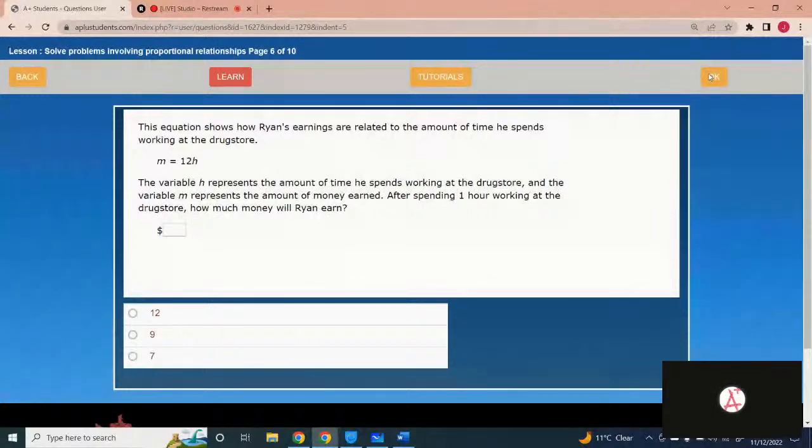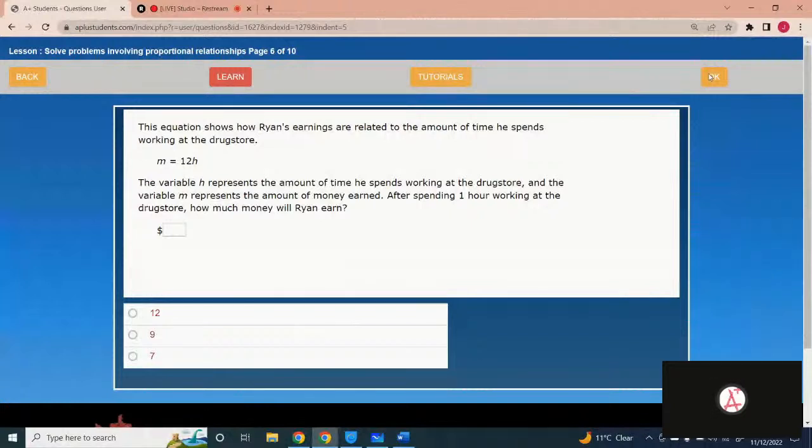The equation shows how Ryan's earnings are related to the amount of time he spent working at the drugstore. M equals 12 times h. The variable h represents the amount of time he spends working at the drugstore, and the variable M represents the amount of money earned. After spending 1 hour working at the drugstore, how much money will Ryan earn?